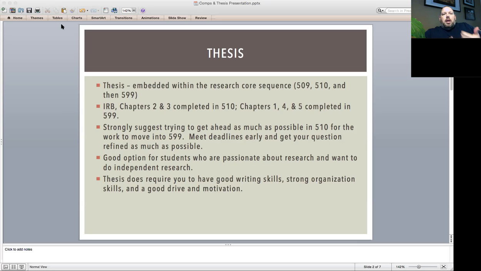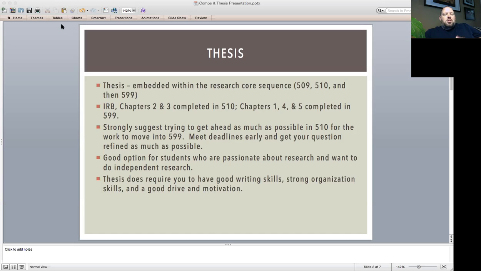And so what I mean by trying to work ahead is over break between the semesters, taking a look at that work again and trying to make some edits based upon what your fall instructor gave you as feedback, and trying to get that into final draft shape.